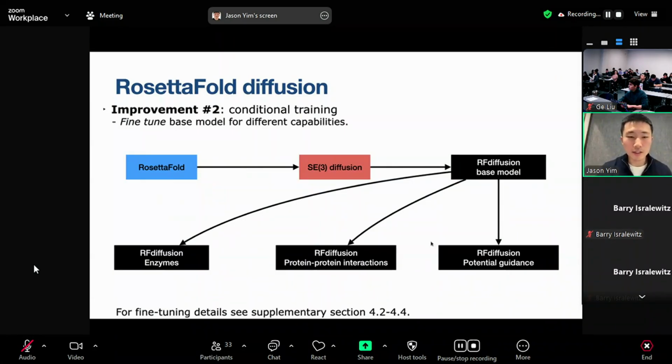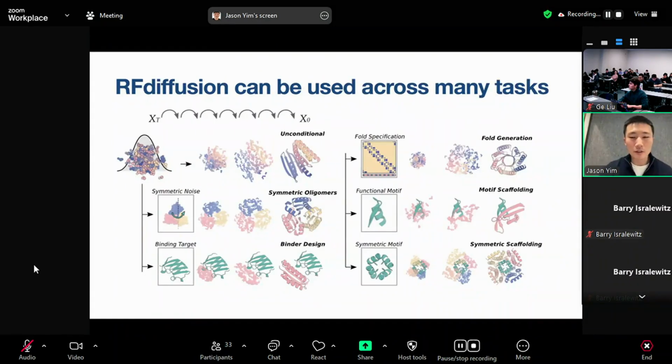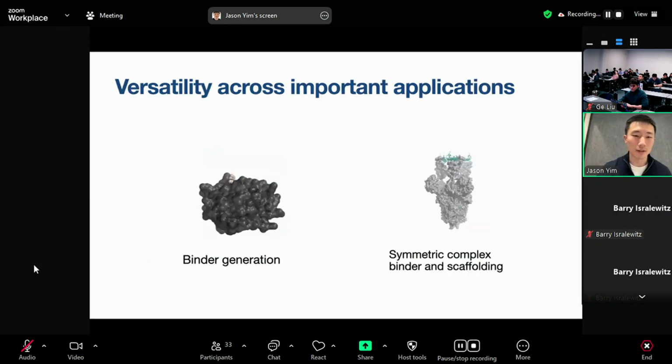But then we also wanted conditional training. So we took this base model and then we fine-tuned it for enzymes, protein-protein interactions, and something called potential guidance. And this is why I think RFdiffusion is so widely used, because we adapted it for a lot of different tasks. So apart from the conditional scheme, you can also add symmetric noise, do binder design, motif scaffolding, and also combine things for symmetric scaffolding.